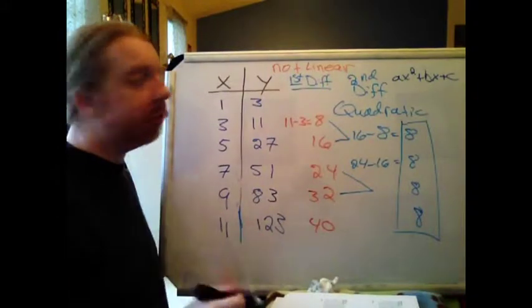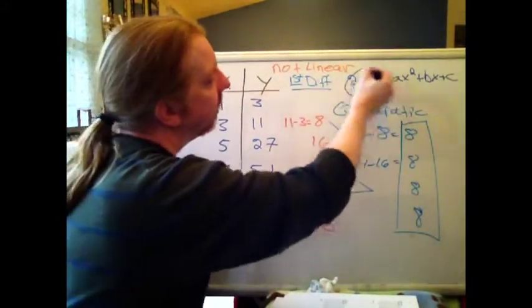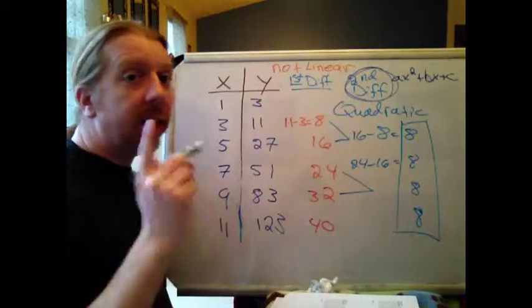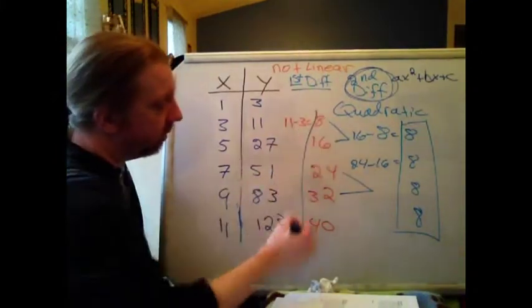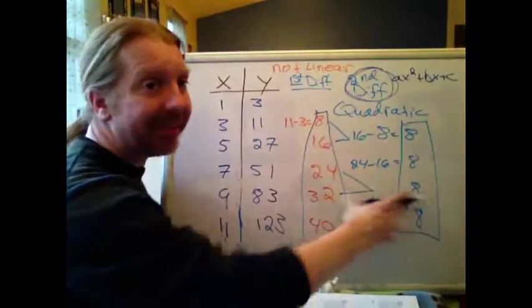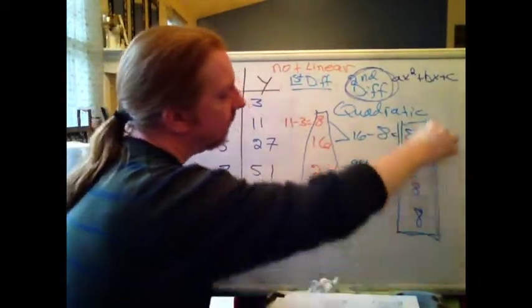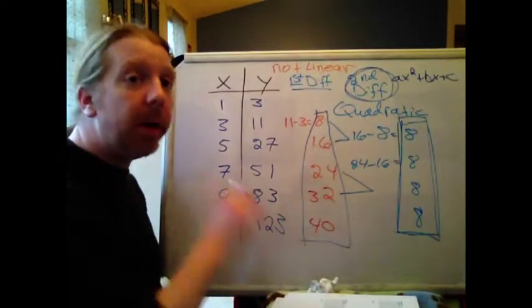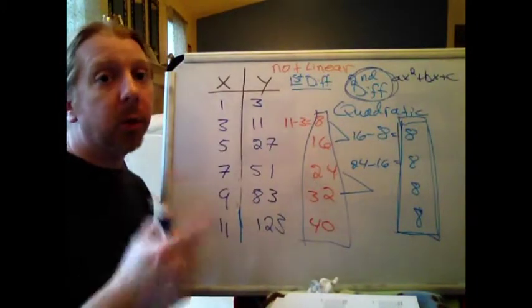For now, the most important thing is that we're going to be checking the second differences. I run the first differences first, see if I get a constant value. I did not. So I'll compare my second differences. Since I did get a constant value, I would refer to this data as best fitting the quadratic model.